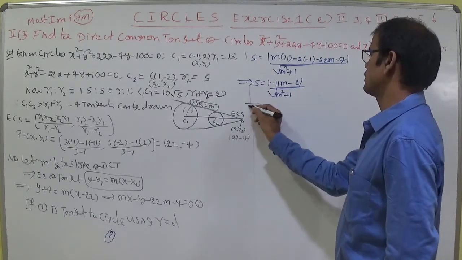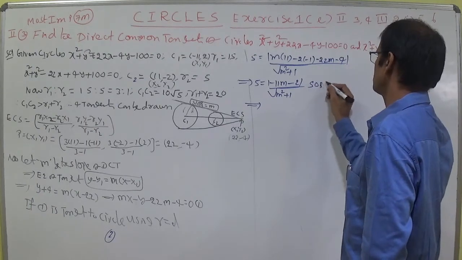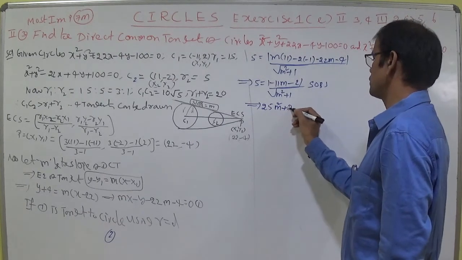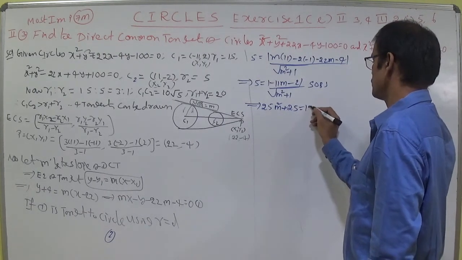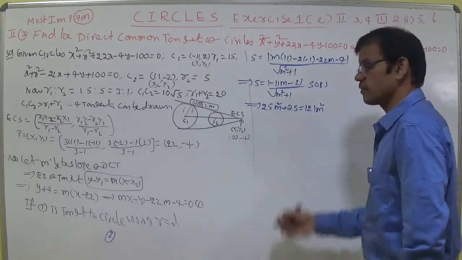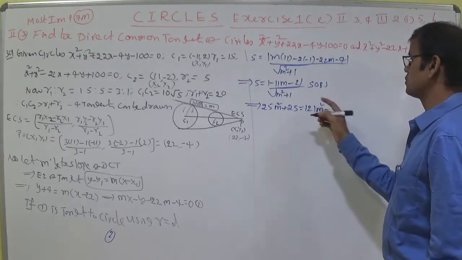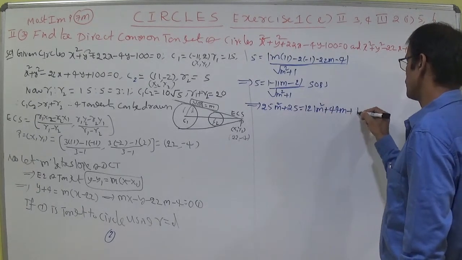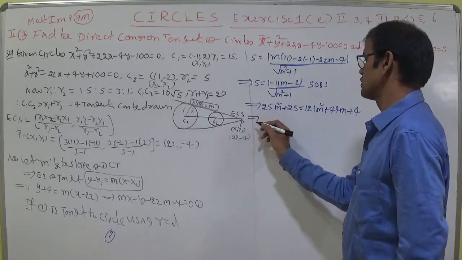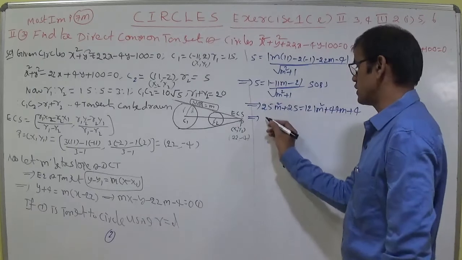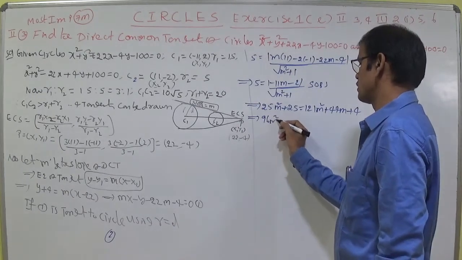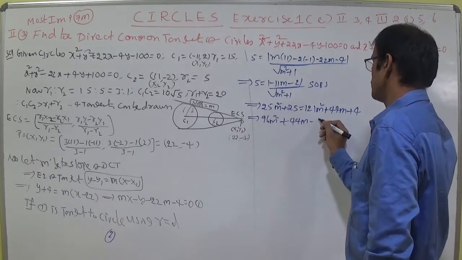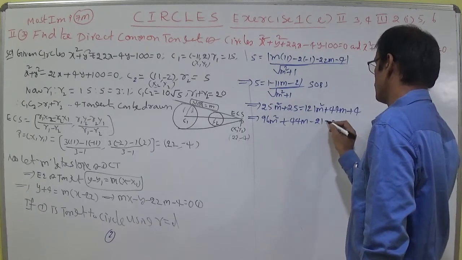Squaring on both sides, it becomes 25m square plus 25 is equal to 121m square plus 2 11s are 22, 22 2s are 44m plus 4. That implies, taking 25m square to this side, it becomes 96m square plus 44m minus 21 equal to 0.